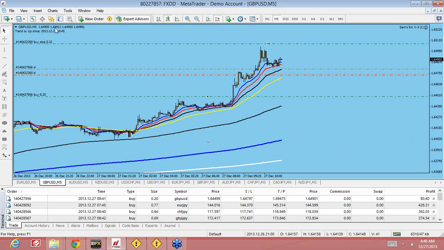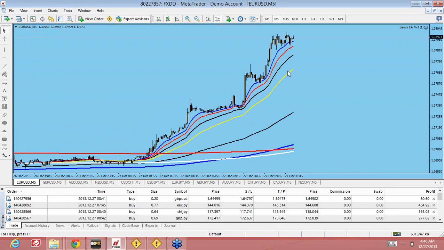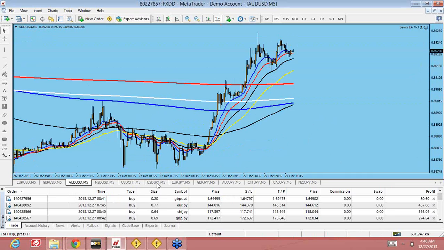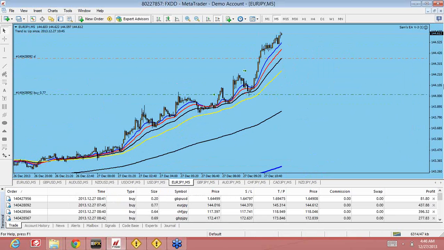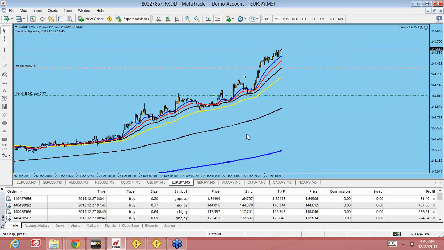So look at this, only pound USD among the USD pairs. Pound USD was in agreement, the higher time frame was in agreement with the 5 minutes, so that's why it just took it. Otherwise, none of these others, like Euro USD and Aussie, nothing. All I have is Euro Yen, you can see here. It took one order here, and that's it. Just gone. Just took one.